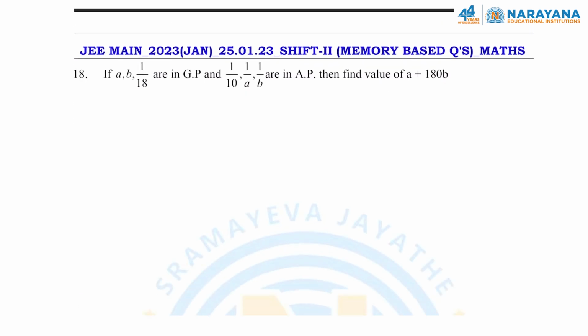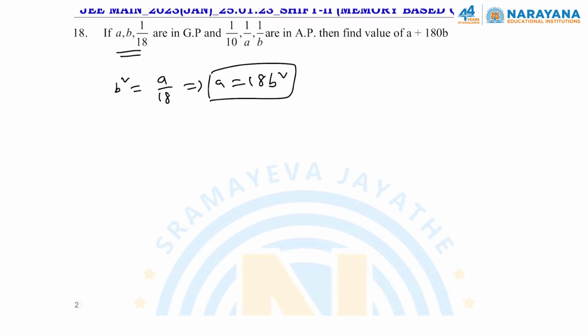Given that a, b, 1 by 18 are in GP, and 1 by 10, 1 by a, 1 by b are in AP, find the value of a plus 18b. Since these are in GP, I can write b square equal to a by 18, which implies a equal to 18b square, one condition. And since these are in AP, I can write 2 by a equal to 1 by 10 plus 1 by b. So from here I'll get a equal to 20b by (10 plus b).